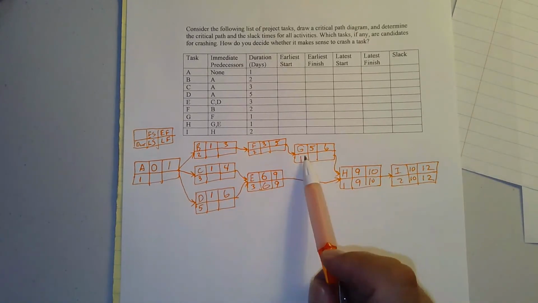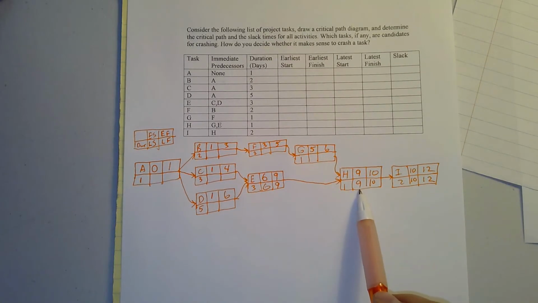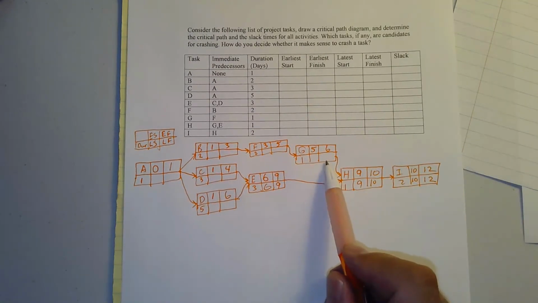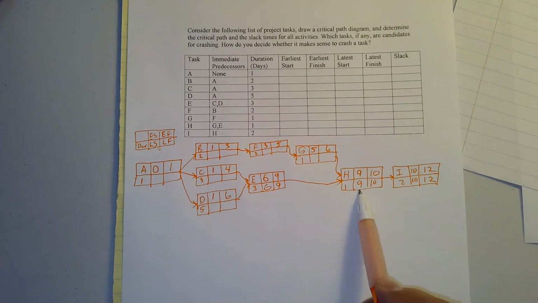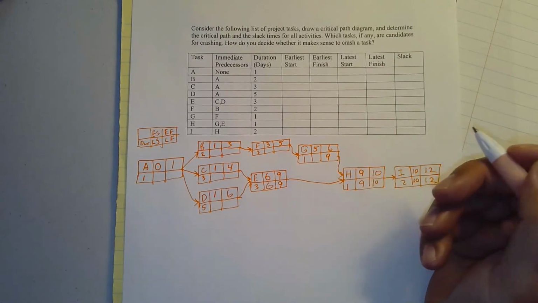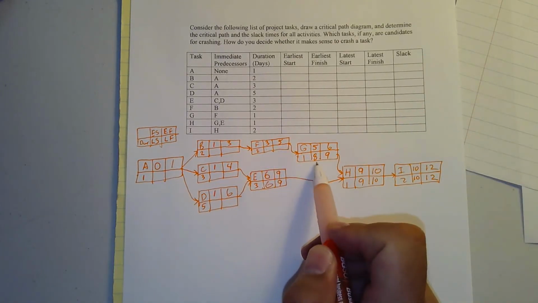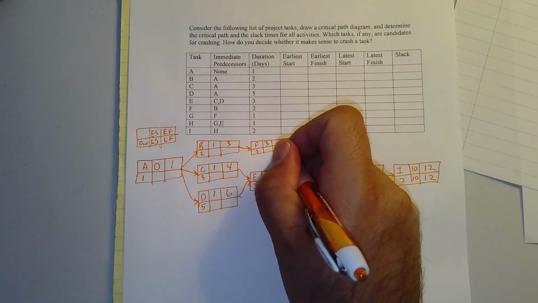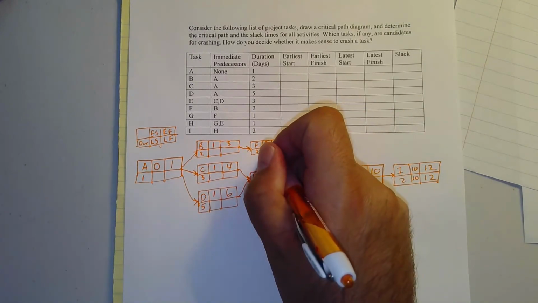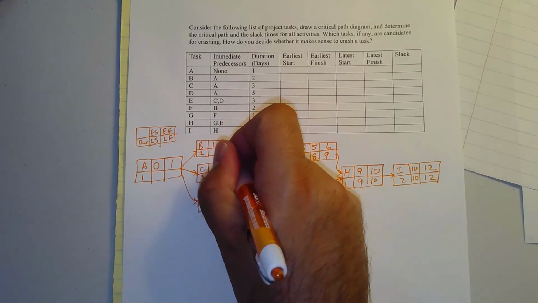Now, if I come up here to G, G could end by time 6, but it has to be completed by time 9 or it's going to delay H. So the late finish for task G is equal to the minimum of the late starts of all its successors. It only has one, so it's easy there. It's a 9. Minus 1 is 8. Now, if I come to F, F has to end by time 8 or the whole project is delayed. So that's an 8. Minus 2 is 6. And B has to end by time 6 or the whole project is delayed.